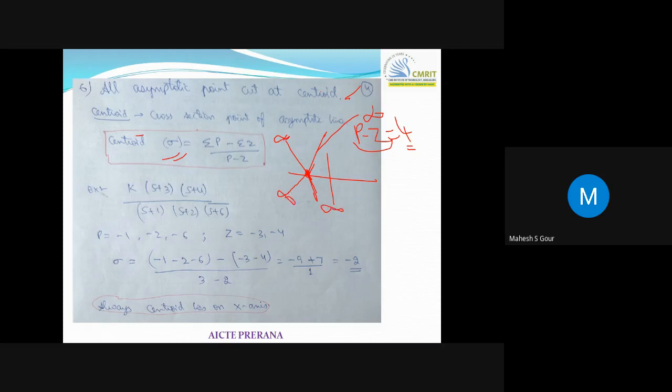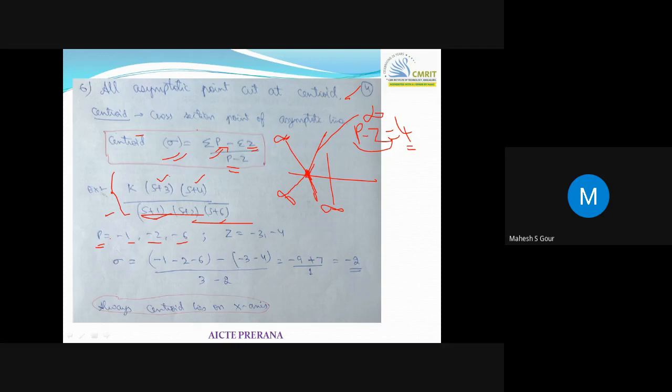So this point I need to calculate. What is the formula? It is the summation of poles minus the summation of zeros, divided by P minus Z. Suppose this is your transfer function. What will be your poles? The poles will be at -1, -2 and -6. What about the zeros? The zeros are at -3 and -4.